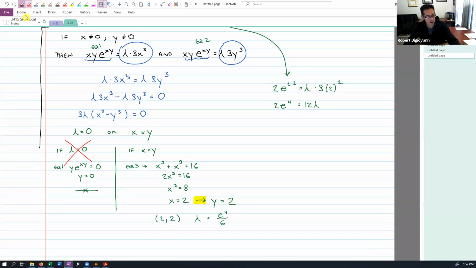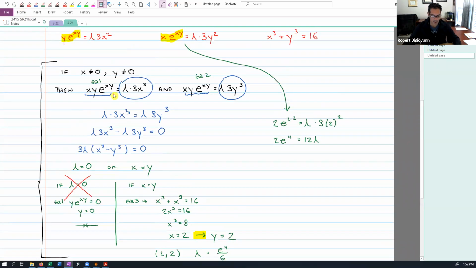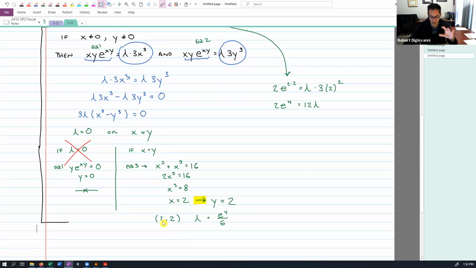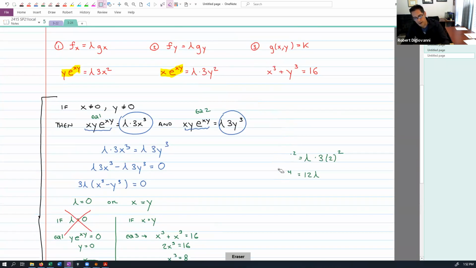So I would say we are done with this kind of mental construct that we just went through. If x and y are both not 0, then this is our conclusion: 2, 2 with lambda being e to the 4th over 6. But now I need to go and look at the other cases, right? So let me look at the next scenario here.